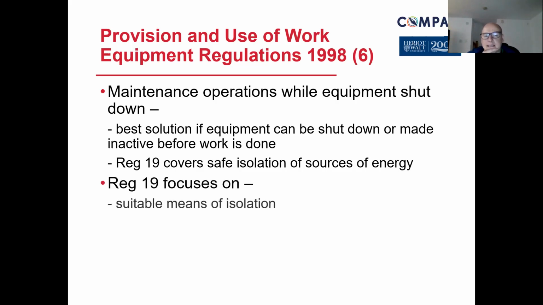So in Regulation 19, it focuses on suitable means of isolation. So the higher the level of risk, the more guarding principles need to be in place there to stop people overriding it. Their identification and accessibility.